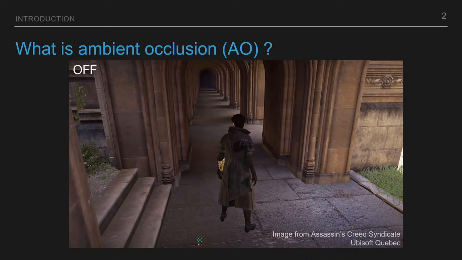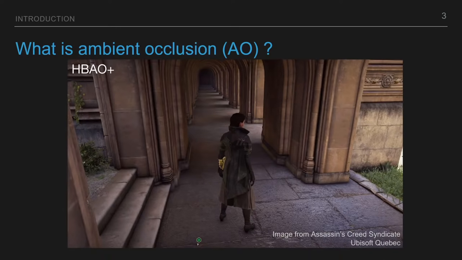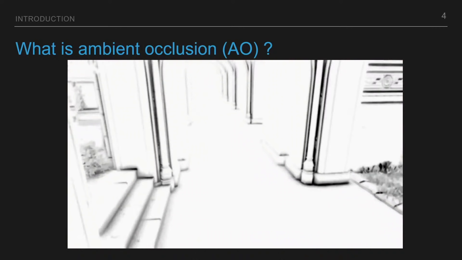Typically, darkness in corners increases, and as you can see here, when we enable the ambient occlusion, the image looks more natural. If we take a look at only the ambient occlusion, we see that indeed darkness in corners increases where light is less likely to reach. White here means no occlusion, while black means highly occluded.